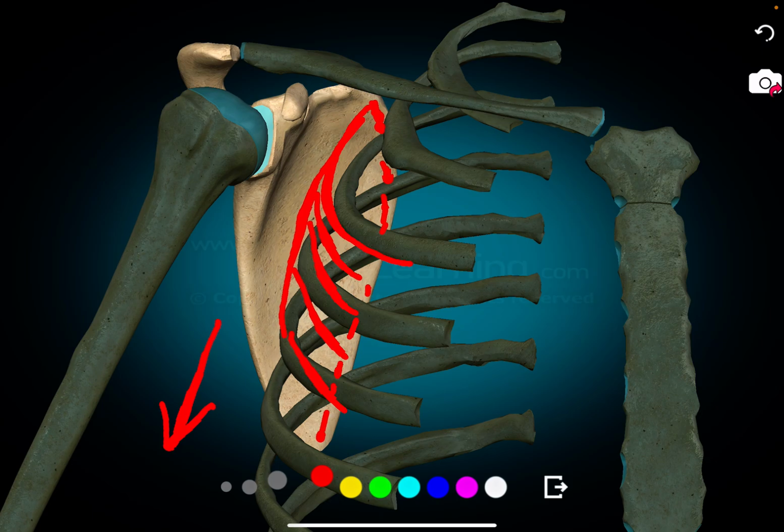protract the scapula. This is the serratus anterior muscle, and it has its own nerve supply, the long thoracic nerve, coming from the brachial plexus. From the roots of the brachial plexus, 3, 4, 5 phrenic, 5 dorsal scapular, and 5, 6, 7 the nerve to serratus anterior.